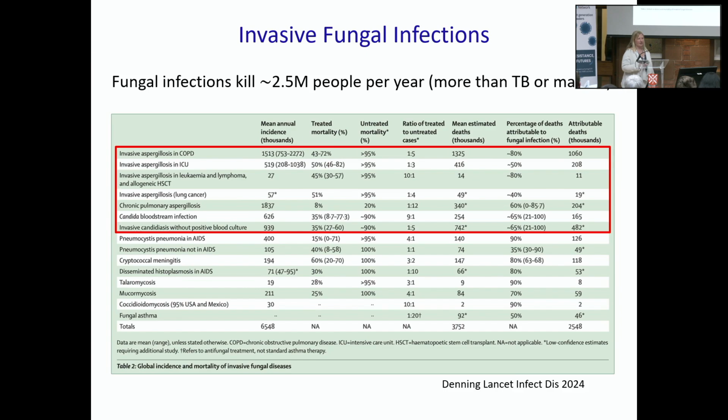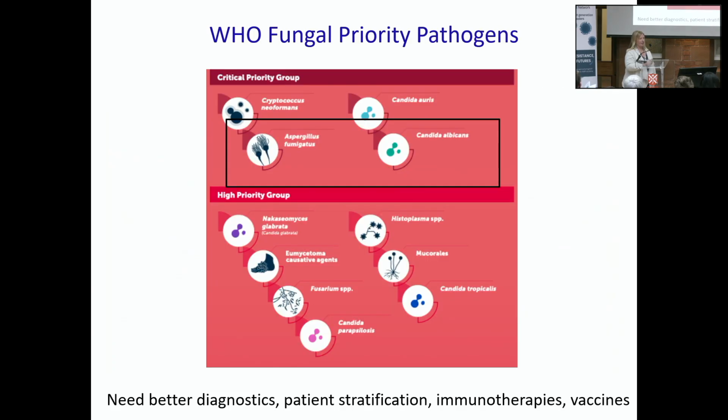Fungal infections kill around 2.5 million people per year. That's the latest estimate. I've just highlighted the invasive aspergillosis and Candida infections, and untreated, this almost certainly ends in mortality. But you can see even with treatment, the mortality rates are still really high for these types of infections. And in fungi, we're always a bit behind bacteria.